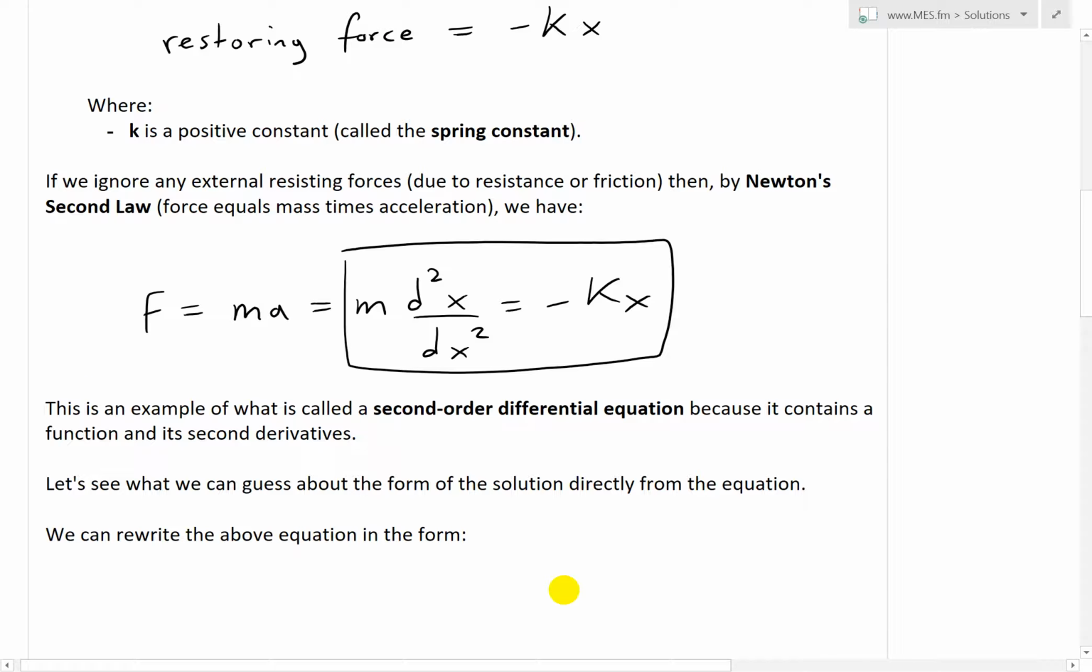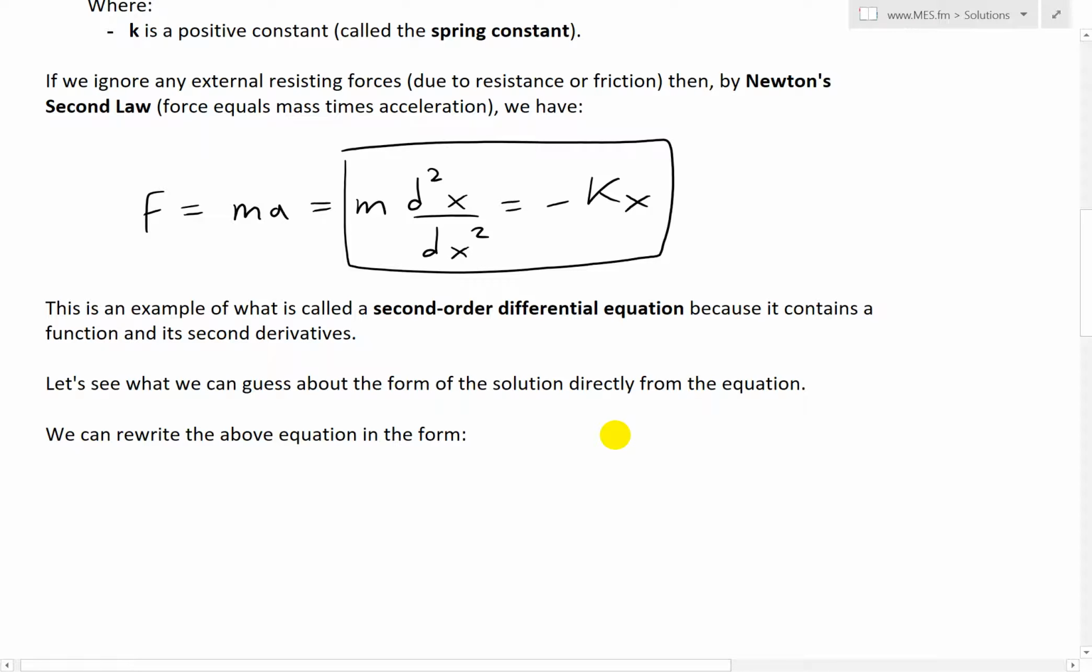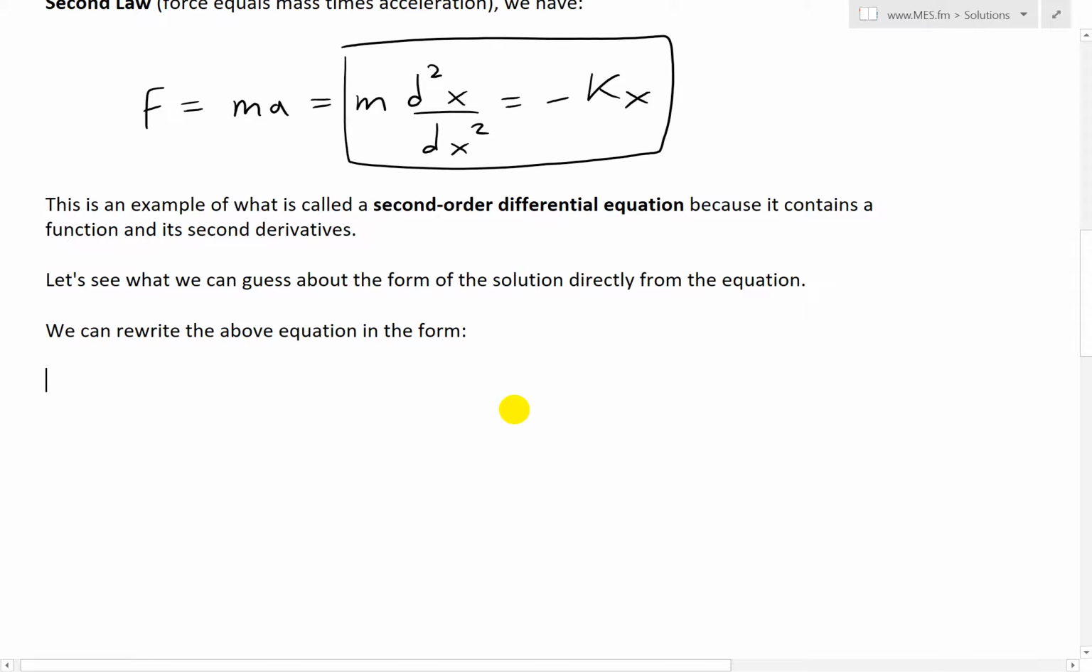Now this is an example of what is called a second order differential equation, because it contains a function and its second derivative, as opposed to my earlier video on population growth, which was just a first order differential equation because it had only the first derivative and its function. So let's see what we can guess about the form of the solution directly from the equation.